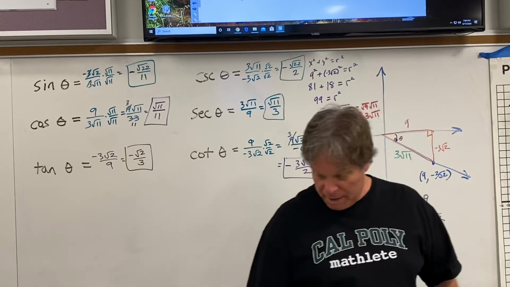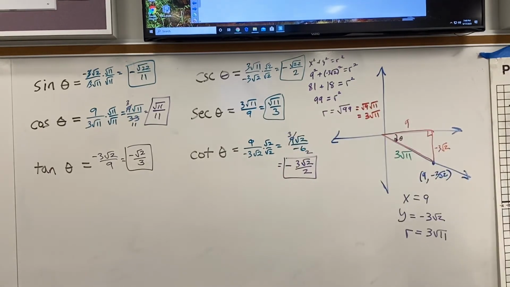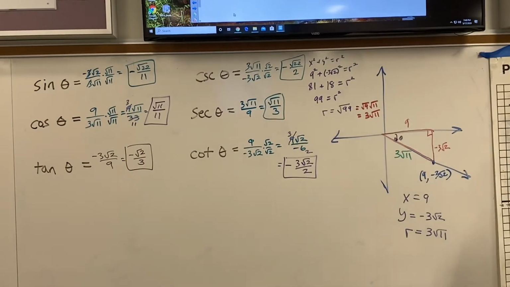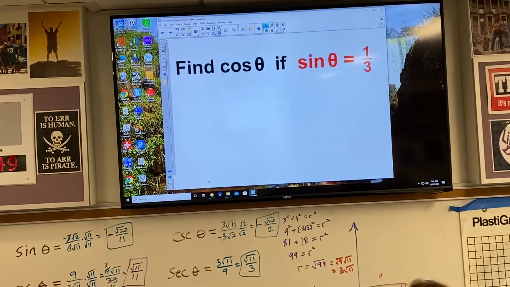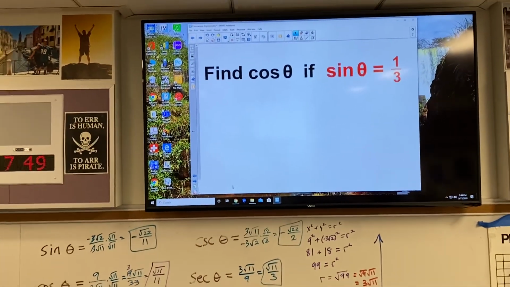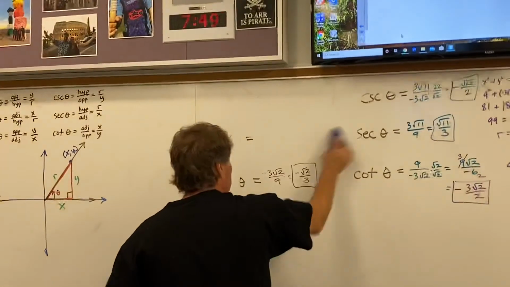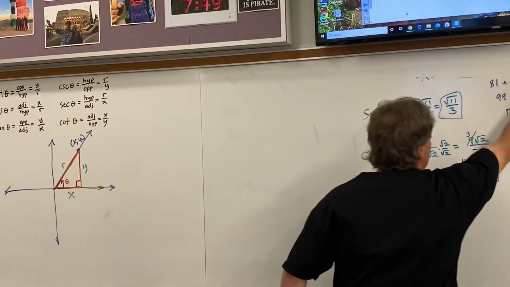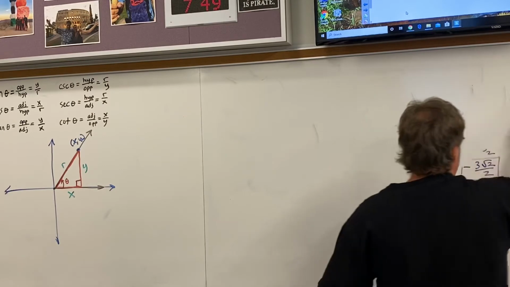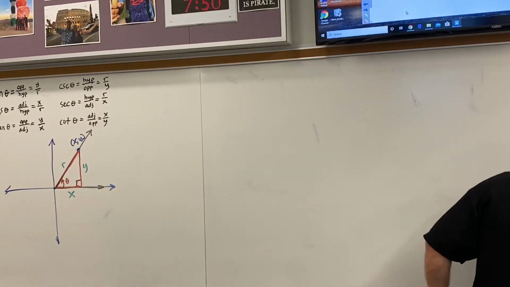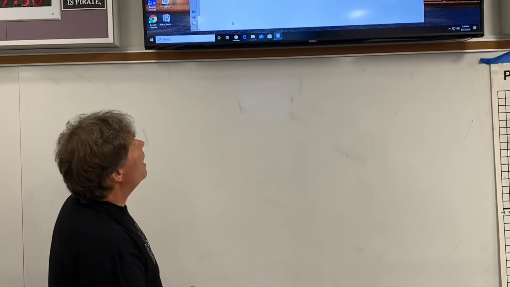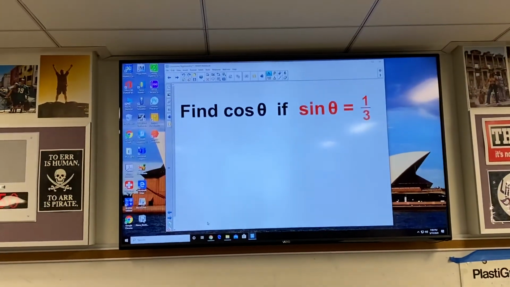All right, let's do one more type of problem. I'm going to show you how to do one more type. Okay, find cosine if sine of theta is 1/3. So here's the deal. I'm not finding all 6 trig functions anymore. I'm finding just one type of trig function. I'm given the other one. I'm drawing a triangle. Let me show you. Okay, so find the cosine if sine of theta is 1/3.